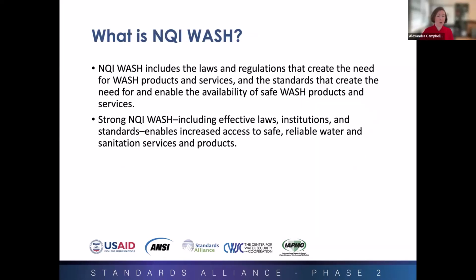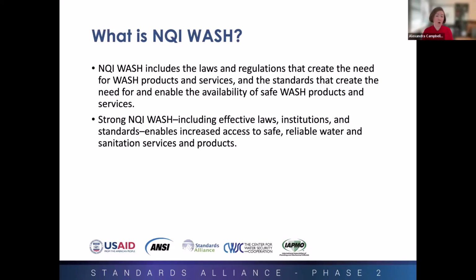So what is NQI WASH? NQI obviously is a term that you've most likely heard of, National Quality Infrastructure. The NQI WASH is something we kind of coined as we kept talking about this, since we're focusing on water, sanitation, and hygiene. And for us, we focused on the law and regulation side. So we were looking to make sure that the laws and regulations create that need for WASH products and services, and the standards that not only create the need for those technologies and products, but ensure that they're safe. So again, that dual component there, that you have the services and that when you then have the services, they're actually safe and keeping you protected.